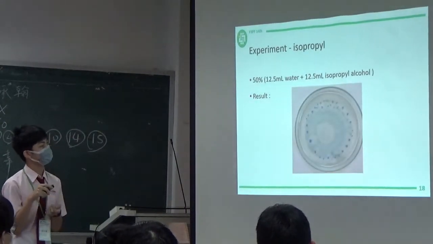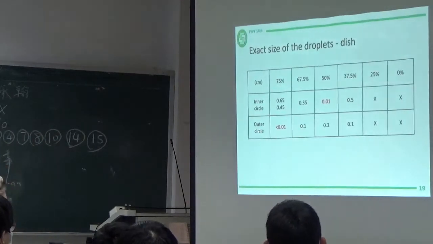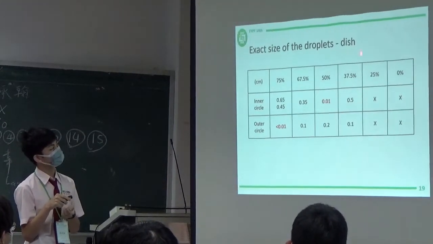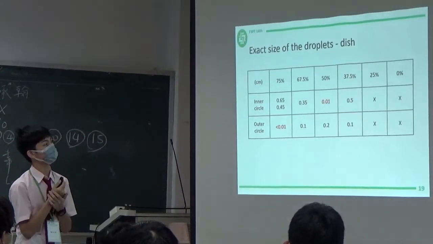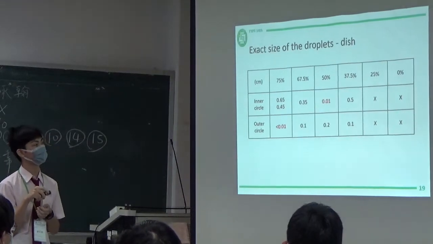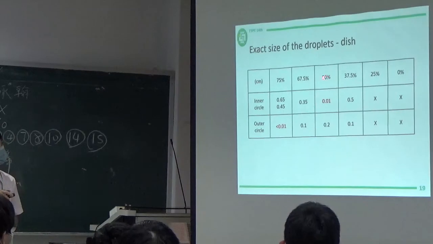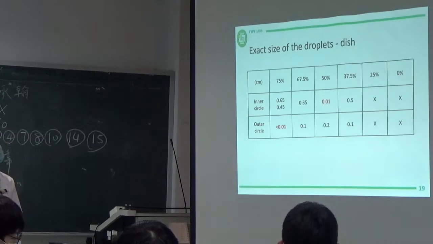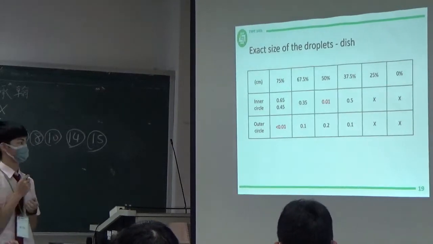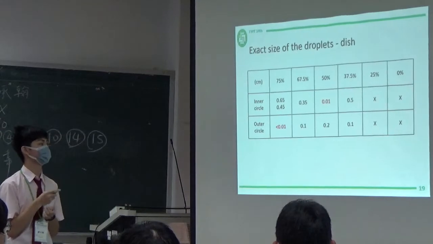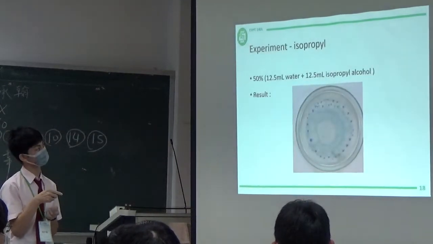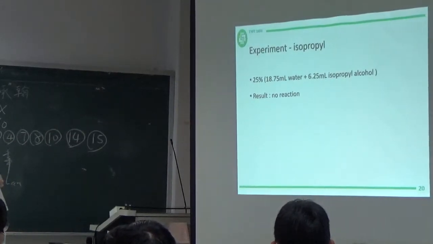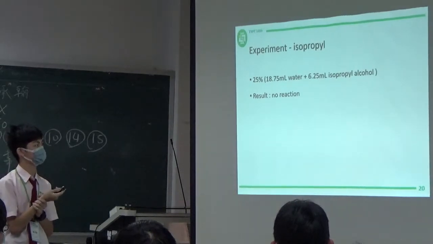So for our 75% concentration, we yield the result like this. For 50%, we have a result like this. And the exact size of the droplets on the dish is like this. We can see that below the concentration of 37.5%, there's barely any reaction with all the oils we chose to use. And the smallest droplets in the inner circle appear in 50%, and the smallest on the outer circle appear in 75%, which is the outside circle and the inside circle here. So then we move on to our experiment of 25% isopropyl alcohol, which has no reaction, as we just said.